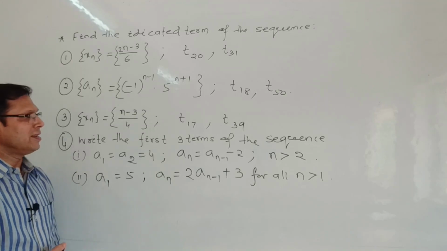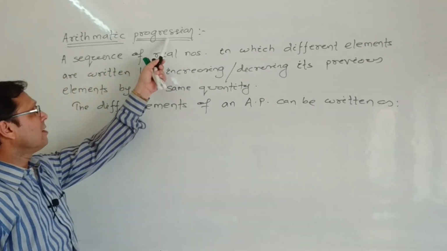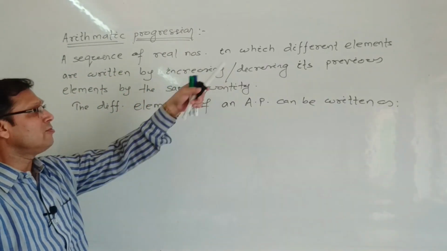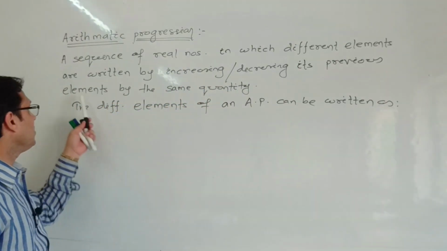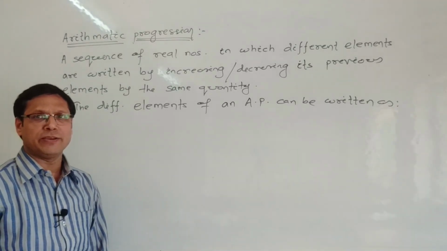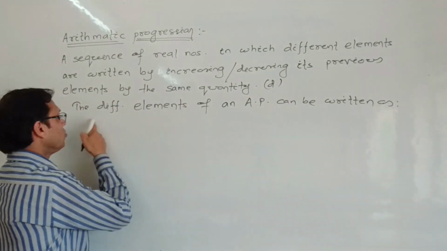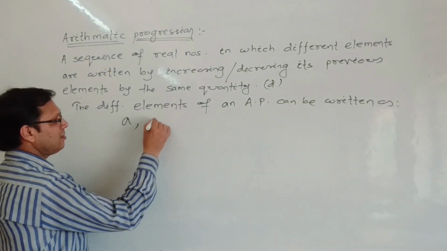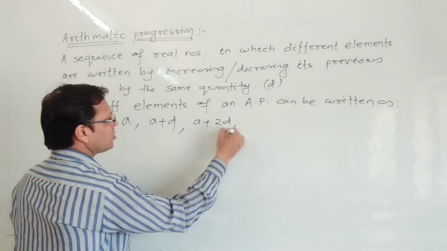Next we will go to the arithmetic progression. Now we will take arithmetic progression. So an arithmetic progression is a sequence of real numbers in which different elements are written by increasing or decreasing its previous elements by the same quantity, and this same quantity itself is known as the common difference, and it is denoted by the small letter d. So the different elements of an AP can be written as, if the first term is a, then the second term will be a plus d, and the third term will be a plus 2d.